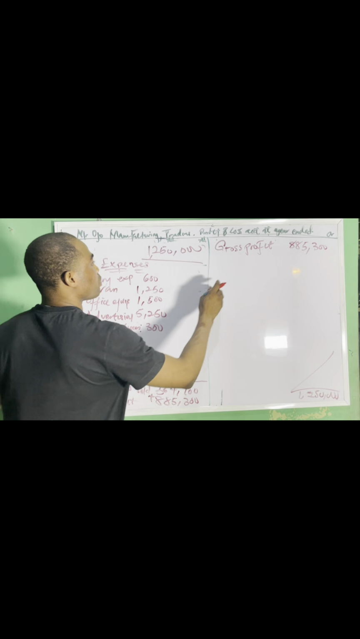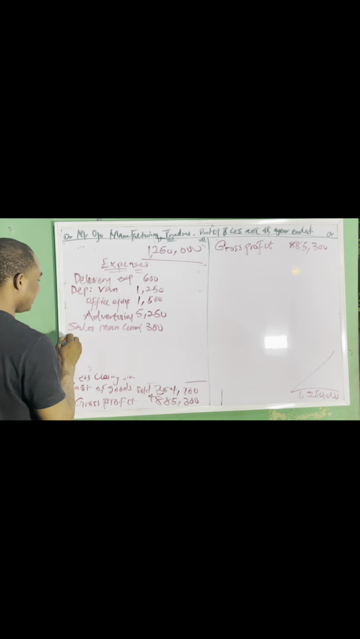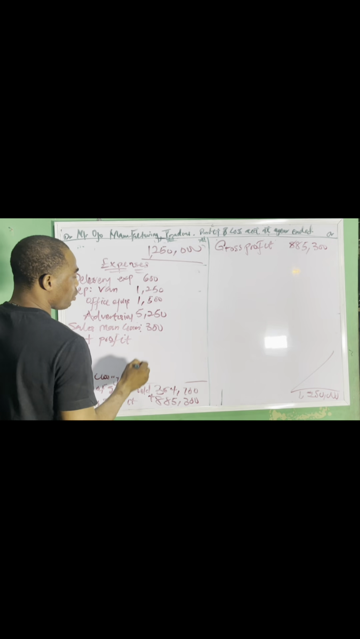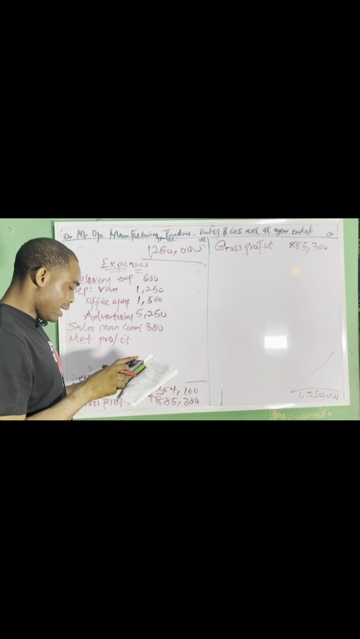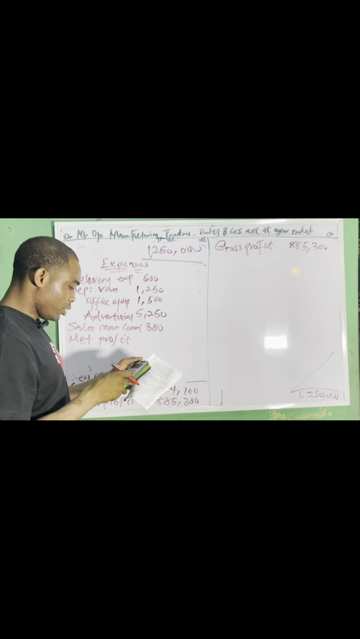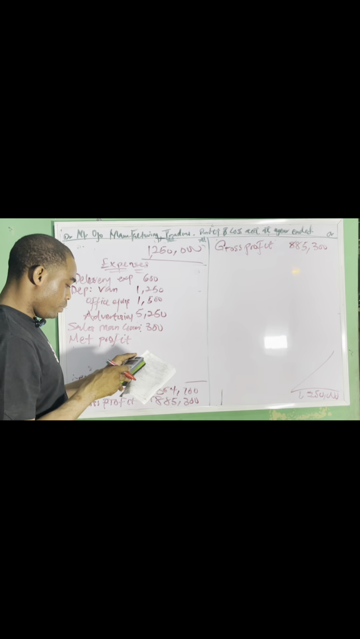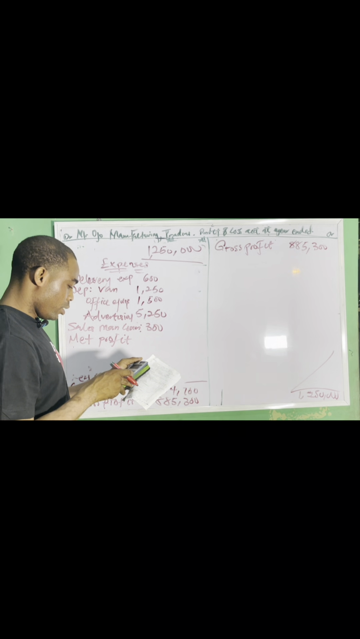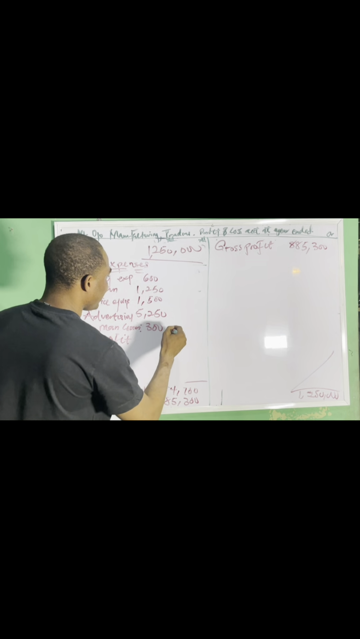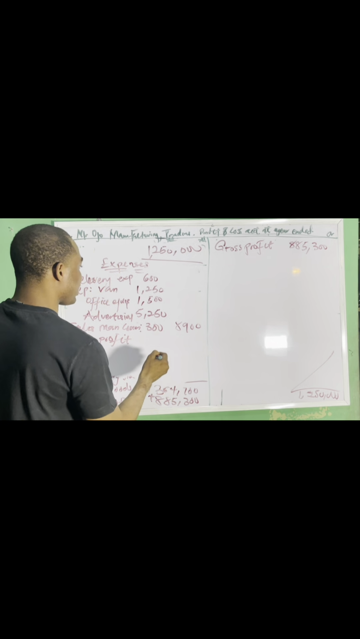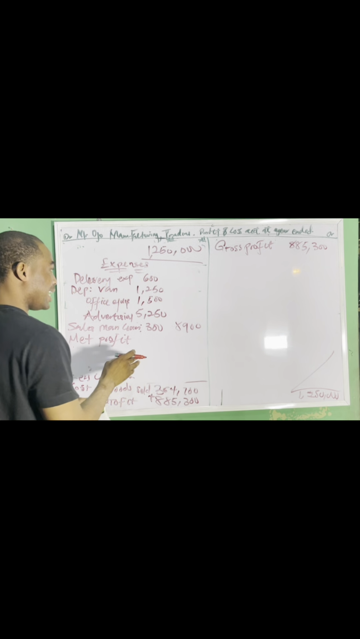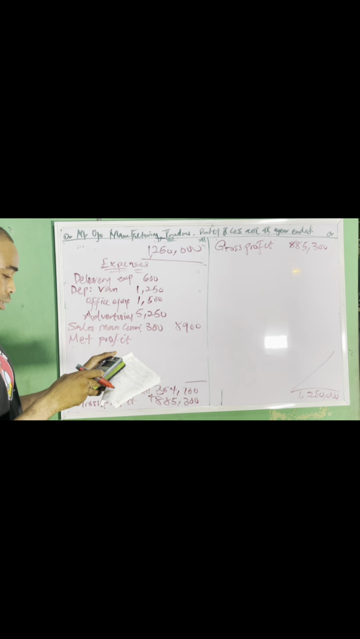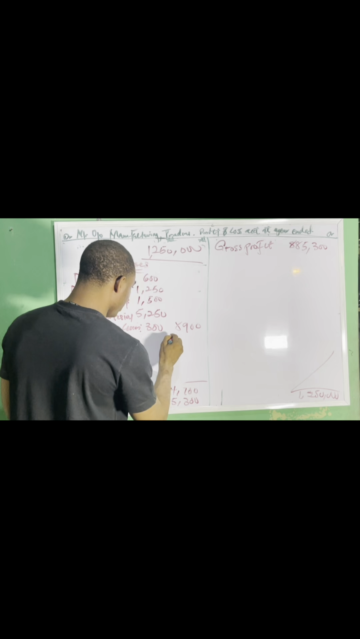All these expenses are what we are going to subtract from our gross profit so that we arrive at what we call the net profit. Let's add all these together. You can be doing that too. 600 plus 1,250 plus 1,500 plus 5,250 plus 300. We have 8,900. So I will subtract the 8,900 from the gross profit. I will subtract my expenses from gross profit to get the net profit. So that means 805,300 minus 8,900.